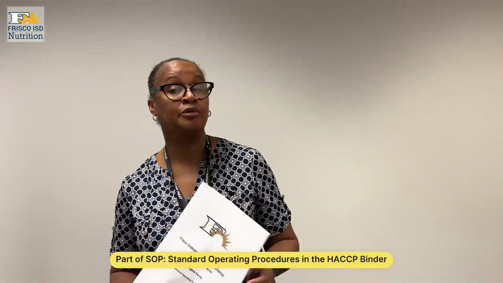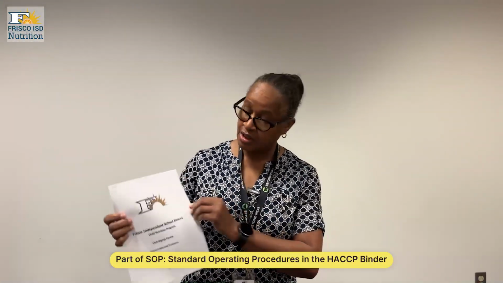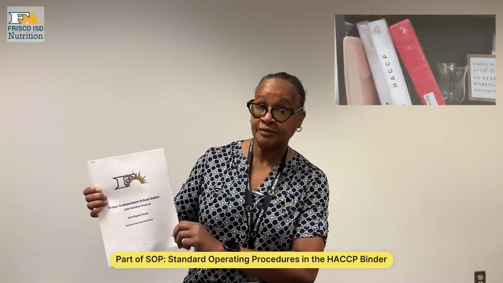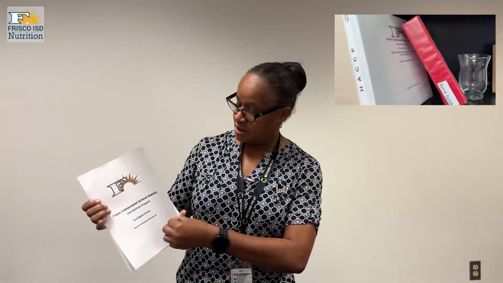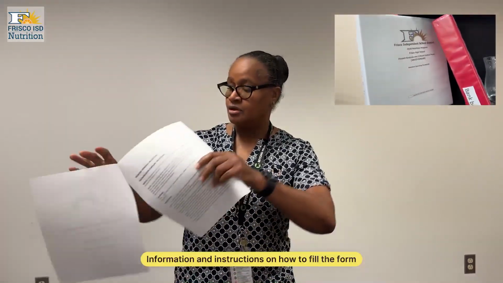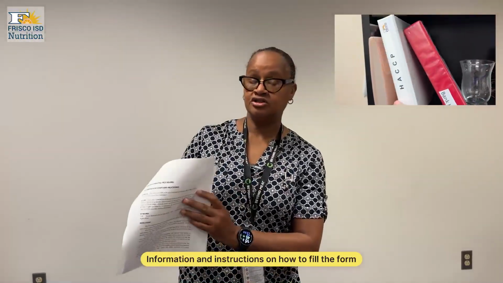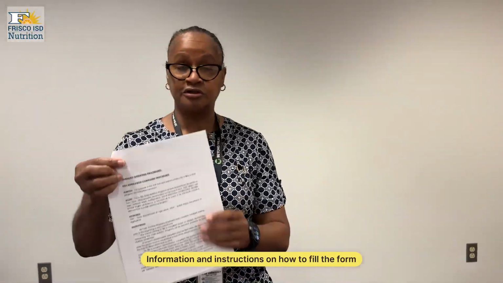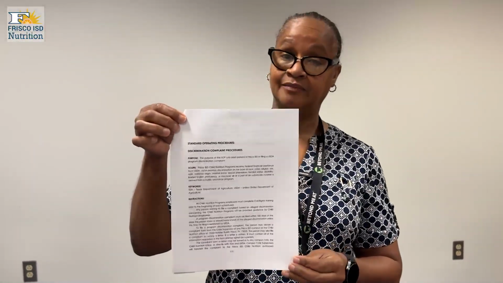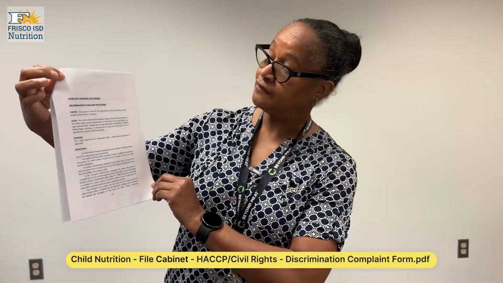So where can we find the discrimination complaint forms? Glad you asked. The discrimination complaint form is a part of your standard operating procedures. It's in the HACCP book, and it has all the information and directions you need in order to fill that form out completely. So that's where you want to find it.